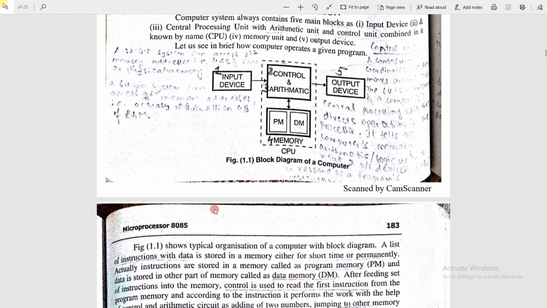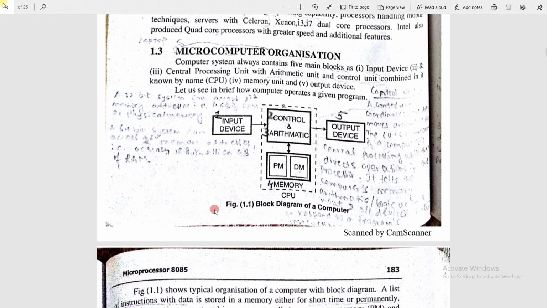So this was the microcomputer organization. So basically what was there in this? Instructions are stored into the program memory and data are stored in data memory.